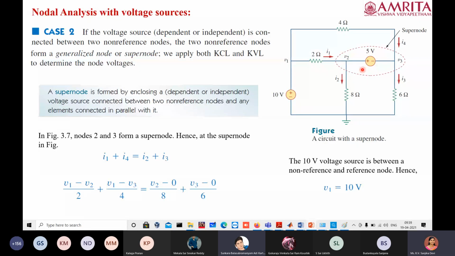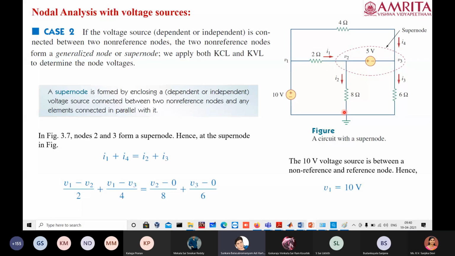What is the meaning of V1 here? V1 is the nodal voltage at this node with respect to ground, right? So it is the potential at this point with respect to ground. And if you see here, a 10 volt source is connected between V1 and the ground. So directly we can write V1 is equal to 10.